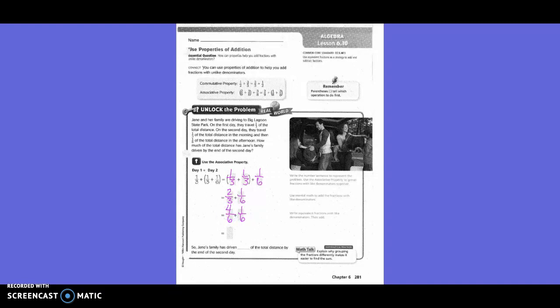And you guys have done enough of that to where you can start doing that in your brain, right? Now, sometimes do I still need to see some work on your paper? Yes. But in instances like this, especially where there are smaller fractions, you can go ahead and do that in your brain. If you have a little bit of trouble still, go ahead and write it over here to the side to help you out. So 4/6 plus 1/6 is? 5/6. So Jane's family has driven 5/6 of the total distance by the end of the second day.